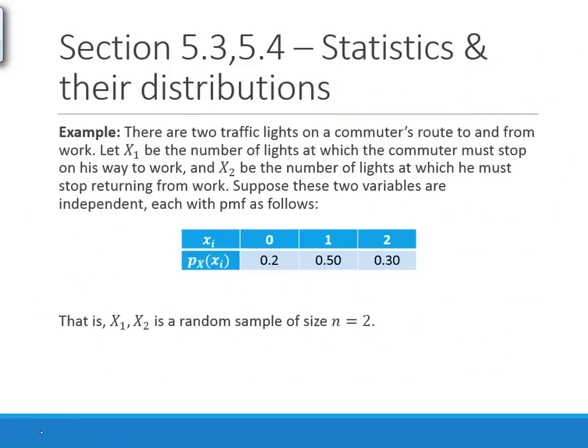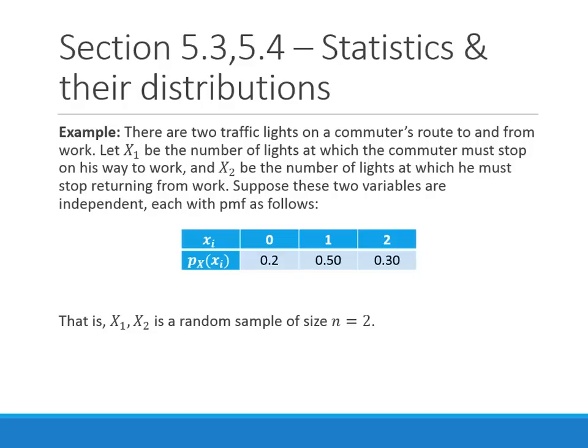Okay, another example here. So suppose we have, like in the commuter examples, on this person's route to work, they go through 2 traffic lights. So let's let x1 be the number of lights that they need to stop at on the way to work, and x2 be the number of lights that they need to stop at on the way home from work. We're going to suppose that these 2 random variables are independent. You can maybe make an argument otherwise, but let's assume that they are.